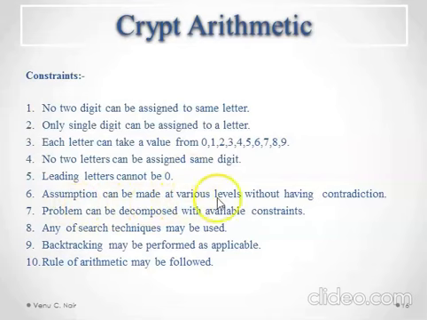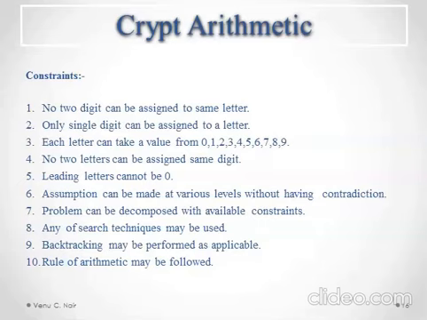Assumption can be made at various levels without having contradiction. We can have additional constraints based on the requirements as the problem solving proceeds. The problem can be decomposed with available constraints. Any of search techniques can be used here. Only thing is, we have to look into the constraints associated with each of the steps that is being used in that search operation.